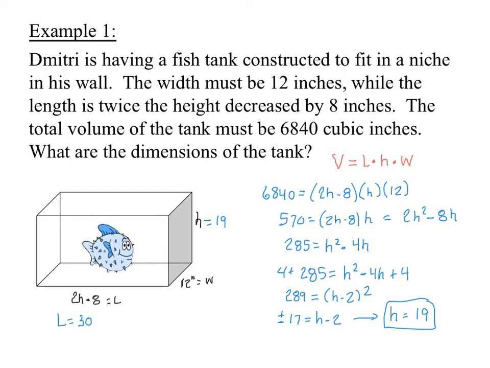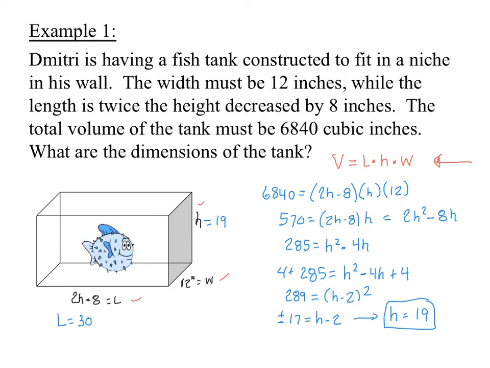So in this problem, we set up the height as h, and our width we know is 12 inches, and our length is 2h minus 8. Our strategy in this particular case is volume is equal to length times height times width. We can plug in the information from our problem into the strategy.